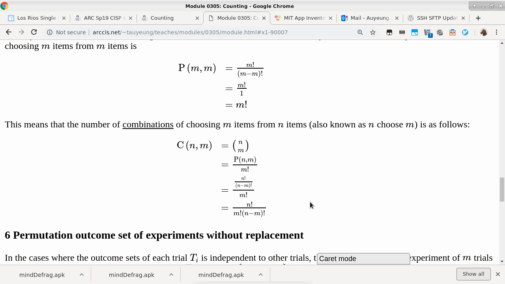Okay, so are we okay with those concepts? Differentiating n to the power of m from P(n, m) from C(n, m). We good so far? Are you remembering the examples? Because the examples will help you remember in what situation which one is important.